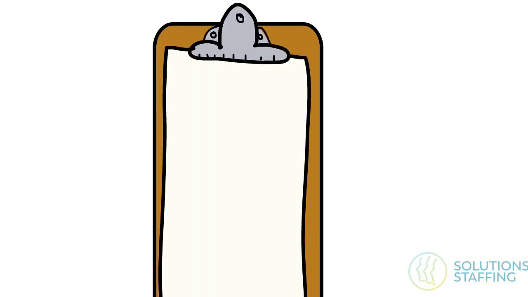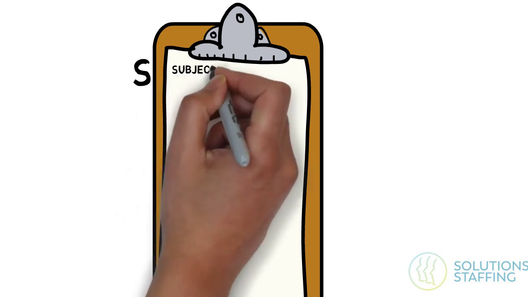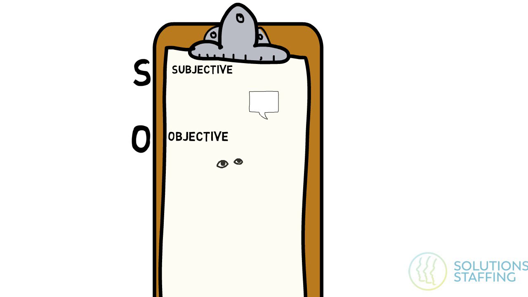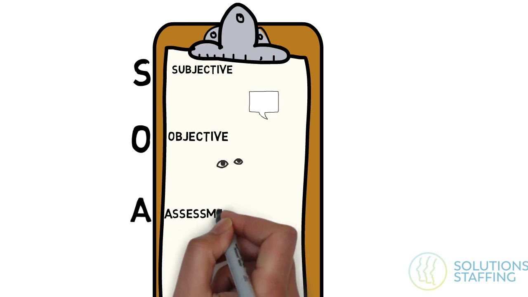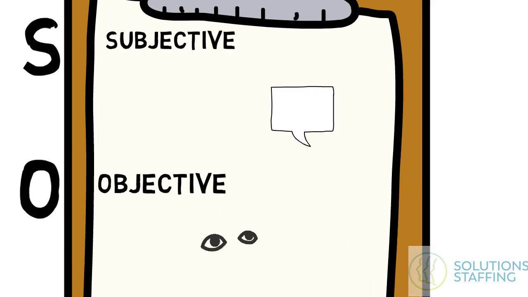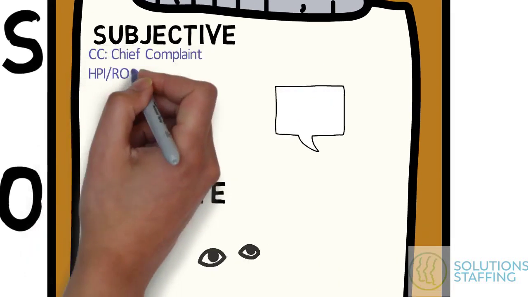Okay, so let's jump in. SOAP is an acronym. The S stands for subjective, or what the patient is telling you. The O stands for objective, what you are observing. The A stands for assessment, what is your diagnosis, and the P is for plan. Under each of these sections are key headings that must be included. Remember that old adage from nursing school, if you didn't chart it, you didn't do it? SOAP charting is based on that premise.